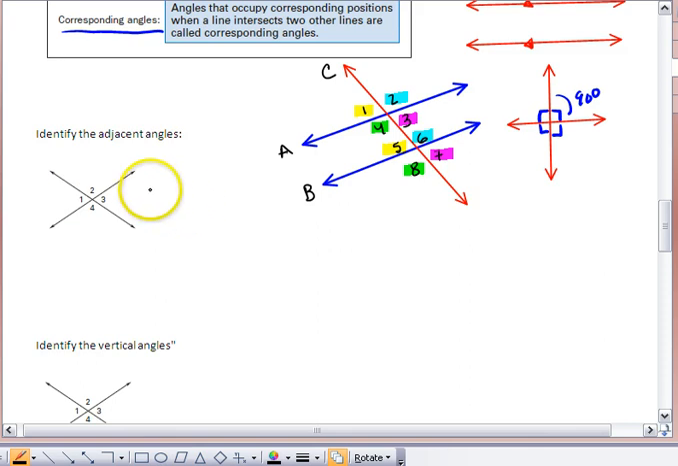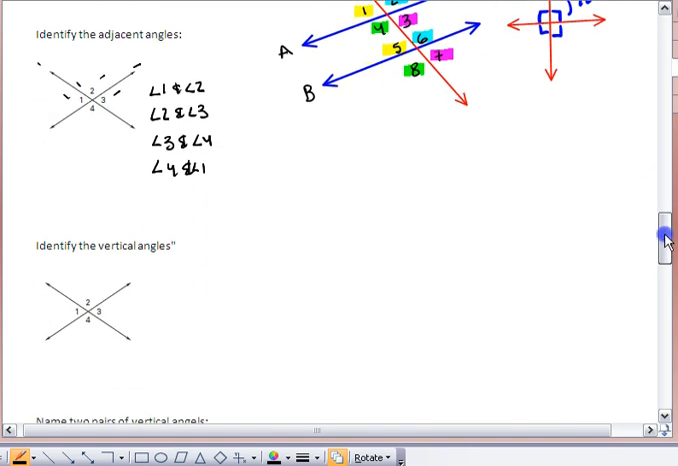Well, angle 1 and angle 2 would be adjacent. Angle 2 and angle 3. And again, this is because angle 2 and angle 3 share this side. Angle 1 and angle 2 share this side. Then we also have angle 3 and angle 4, and then angle 4 and angle 1. So those would be all the adjacent angles in that diagram.